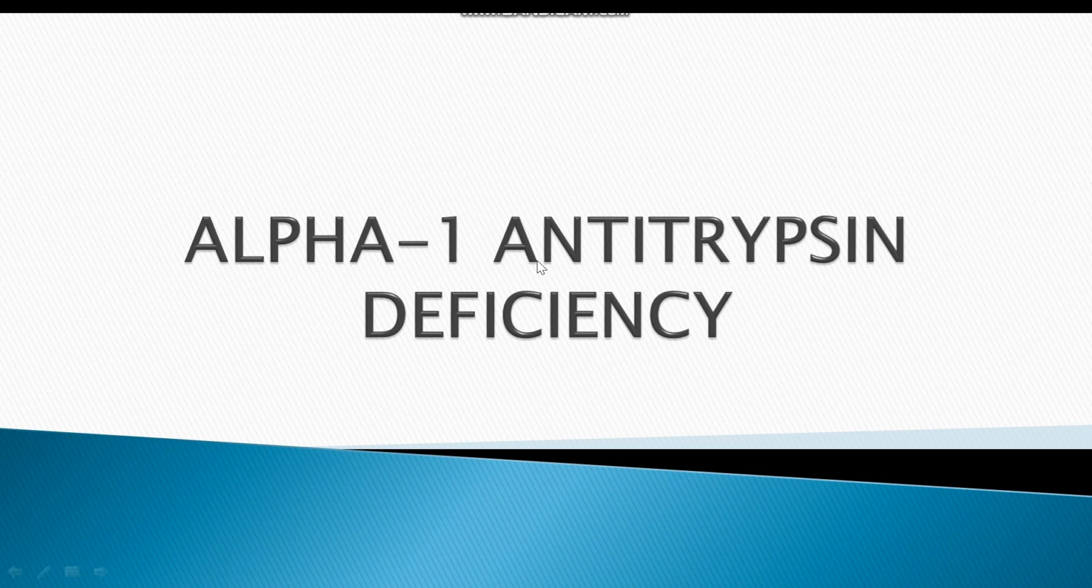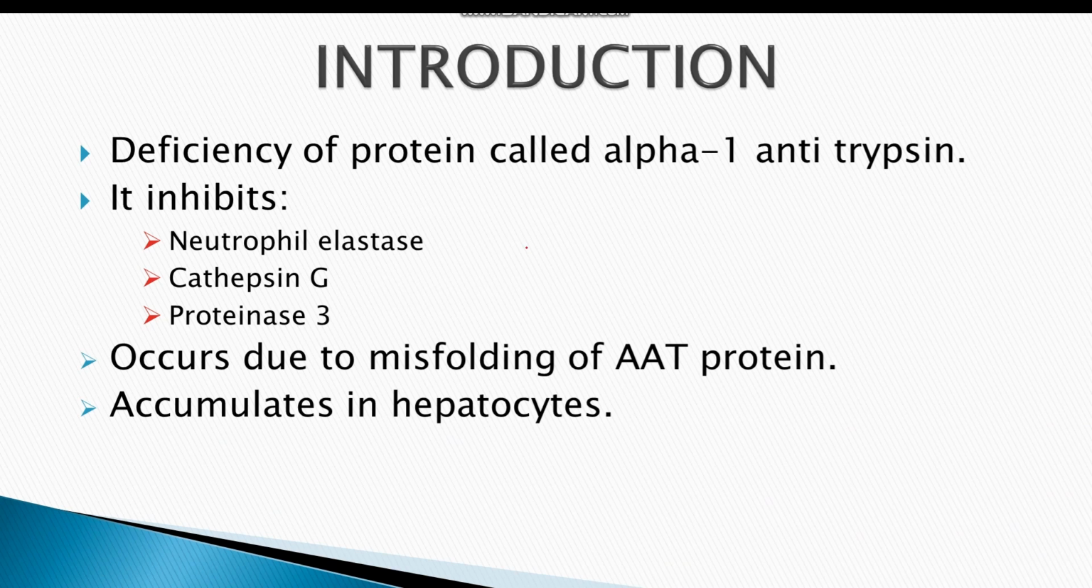The topic of our discussion is alpha-1 antitrypsin deficiency. So alpha-1 antitrypsin deficiency is a disease that occurs from the deficiency of a specific protein known as alpha-1 antitrypsin. This alpha-1 antitrypsin is a glycoprotein which is produced in the liver, and it is a serine protease inhibitor.